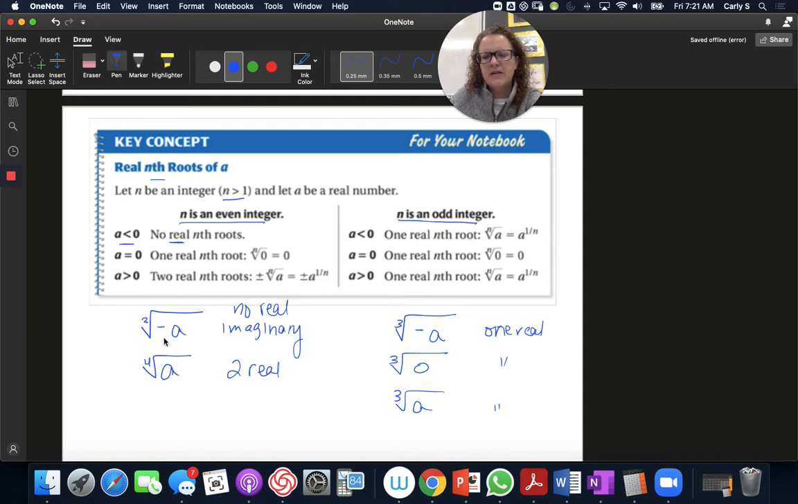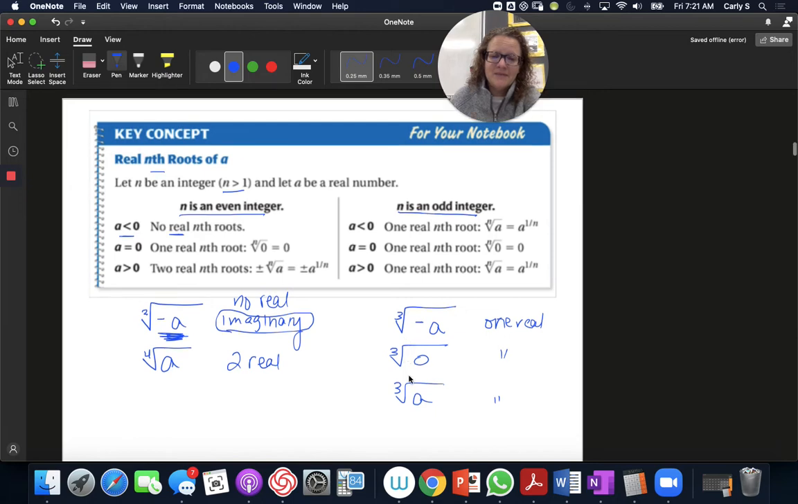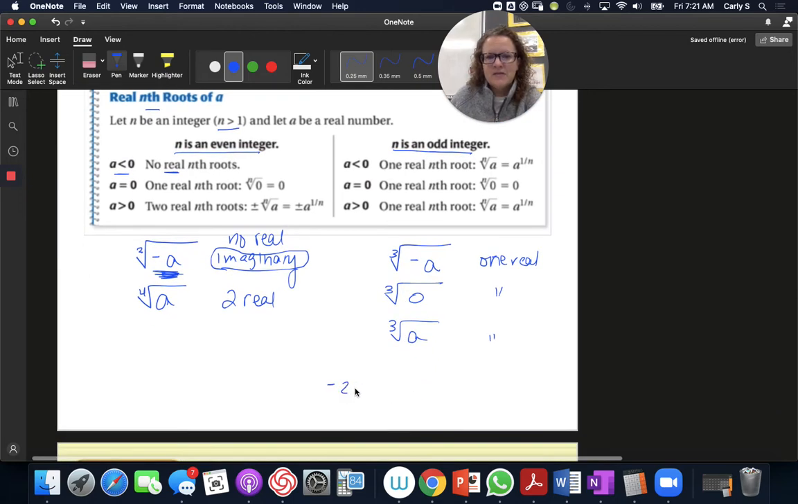Okay, the kicker here is we know that when it's negative, I only have imaginary answers. But when it's odd and it's negative, it's okay because -2 times -2 times -2 equals -8. So the cubed root of -8 equals -2. I have one real.